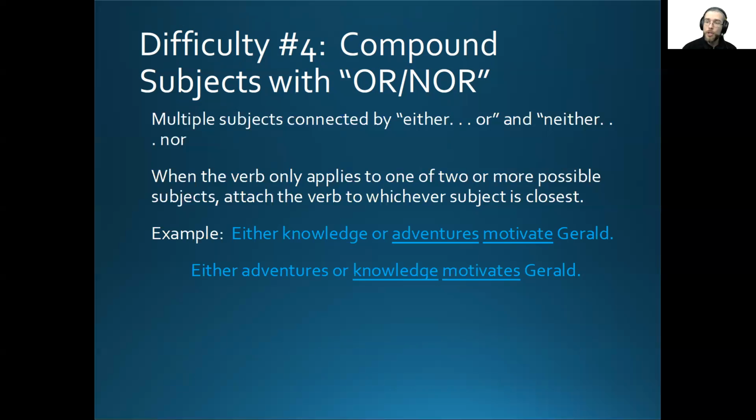If we reverse the order of those two, so either adventures or knowledge motivates Gerald, now knowledge is the noun that is closest to the verb being conjugated. So it determines, it tells us how motivates is supposed to be conjugated. In this case, in the singular.